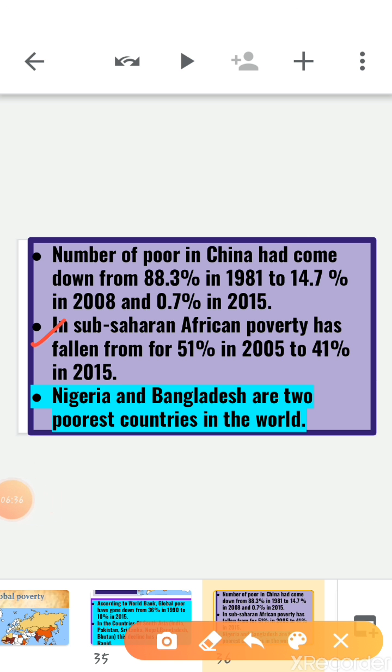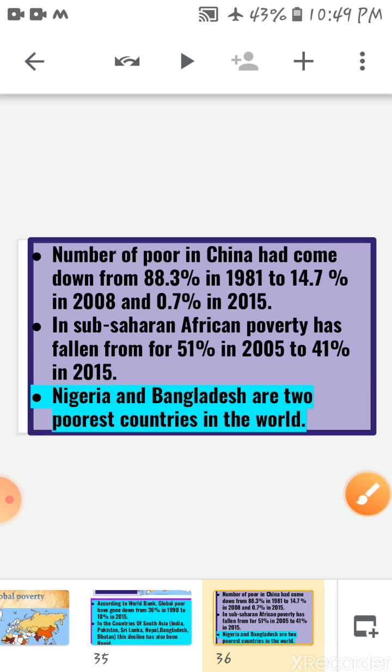In sub-Saharan Africa, poverty in fact declined, right? In sub-Saharan Africa, poverty has fallen from 51% in 2005 to 41% in 2015. Okay, so basically Nigeria and Bangladesh are the two poorest countries in the world.